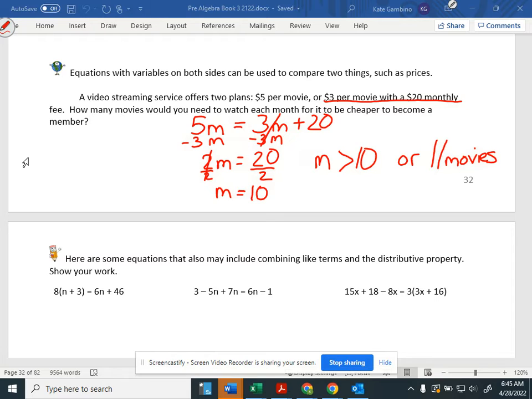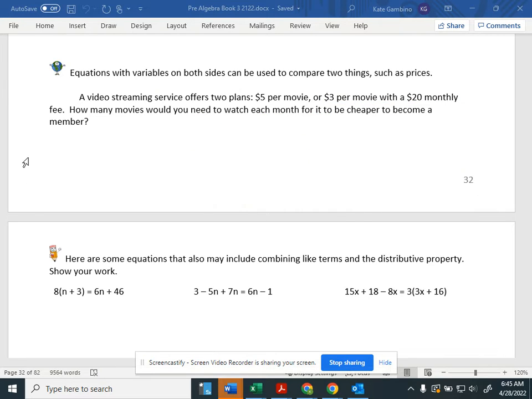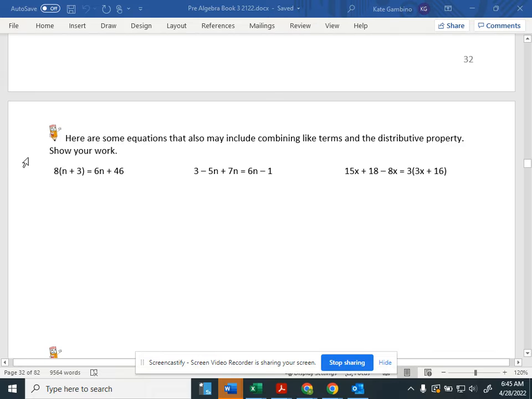If we watch those 10 movies, they are equal to each other, and we don't want it equal, we want it to be cheaper. So you have to be careful with the wording of your word problem to make sure you're answering it correctly. So let me scroll up a little bit more. Word problems can always be tricky, so just be careful making sure you're going step by step on what it's telling you.